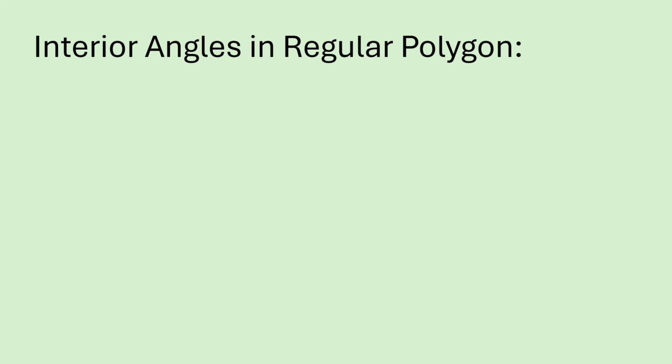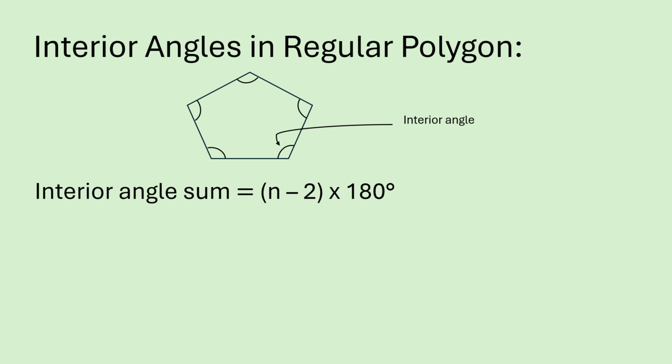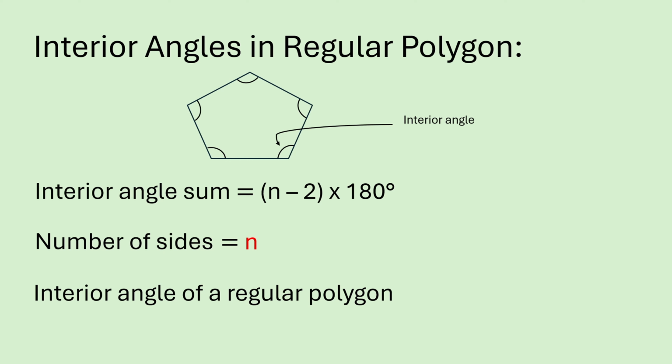Next, interior angles in a regular polygon. This is a regular polygon. These interior angles have the same size. In this example, there are 5 sides and 5 angles. This is the formula for the interior angle sum of a polygon. Here the number of sides is equal to n, so the number of angles is also equal to n. Here all angles are the same in size. So the interior angle of a regular polygon is equal to (n minus 2) multiplied by 180 degrees divided by n.